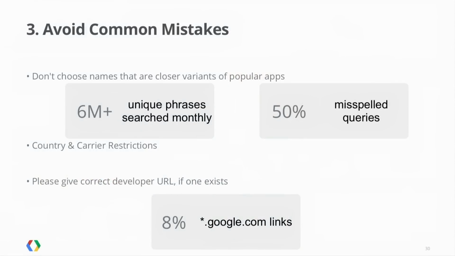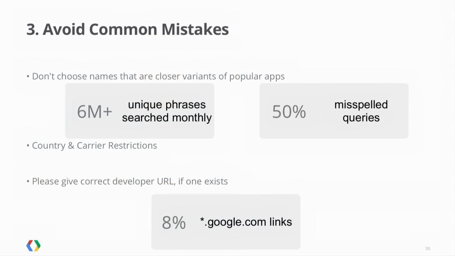The third one is to avoid common mistakes. Now, I told you there were 6 million and more unique phrases that are searched for every month. What I didn't tell you is over half of them are misspelled. That's amazing, that half the people are mistyping queries, but that's just how the query stream is on mobile today. So as Google, what we have to do is aggressively correct for it. We have to make sure we help the user find what they're looking for, even if it's a typo. So the one thing you can learn from this is don't name your app something that is cute but a common misspelling of a very popular app, because chances are a user looking for your app will get auto-corrected into something that you're not happy with.